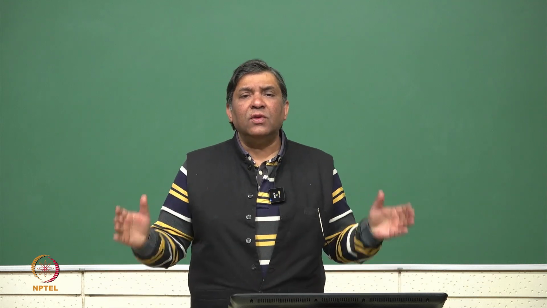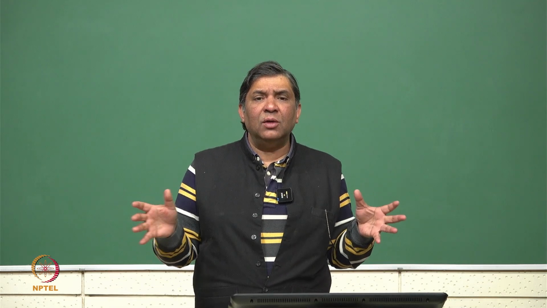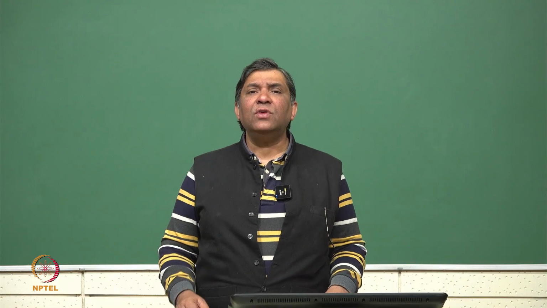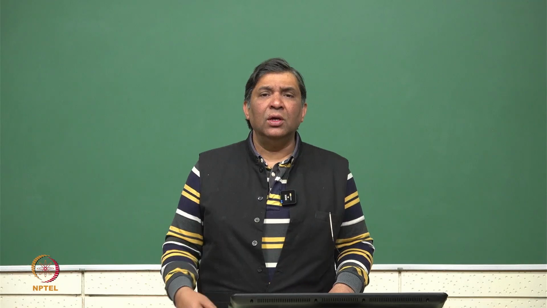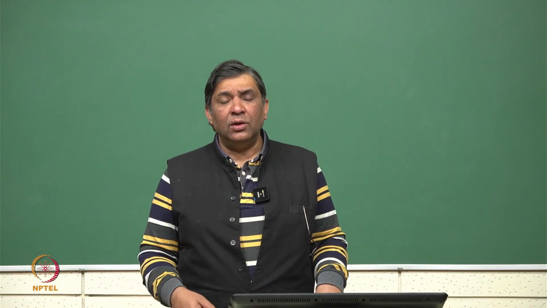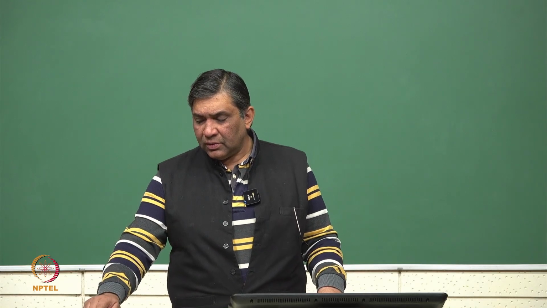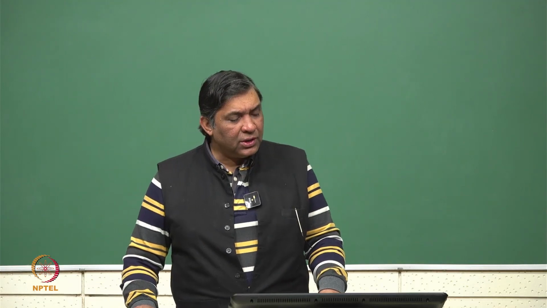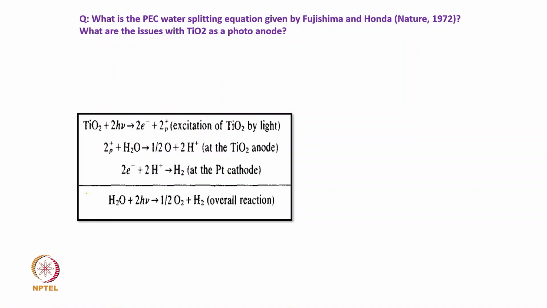So, you know that in the PEC water splitting setup, typically we have two electrodes, and then there is a reference electrode with respect to which we measure the voltage and current, and we have to check the overpotential for the measurement. Now, we go to the next question. What is the PEC water splitting equation given by Fujishima and Honda? This is the first paper, published in Nature in 1972 by Fujishima and Honda.